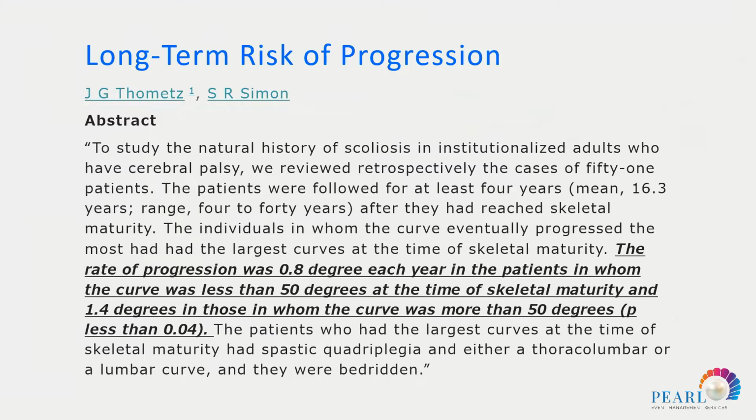Long-term risk of progression: there is a good study by Tomes and Simon speaking about the rate of progression, which was about 0.8 degrees every year if the curve is less than 50 degrees before skeletal maturity or at the time of skeletal maturity. And if the curve is more than 50 degrees, it will be 1.4 degrees every year.